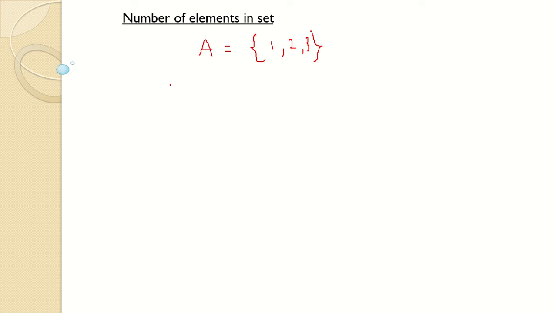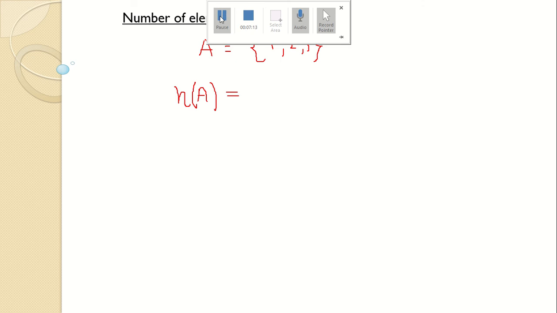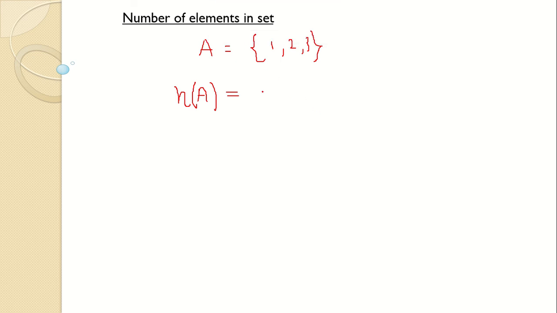Okay, now this is read as n of A. n of A means the number of elements in set A. Okay, n of A means what? Number of elements in set A. Now here, n of A is equal to 3.